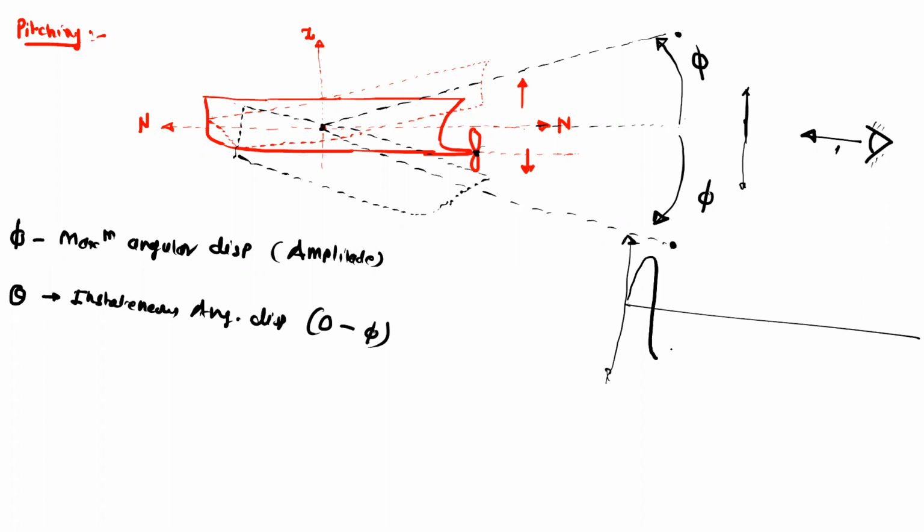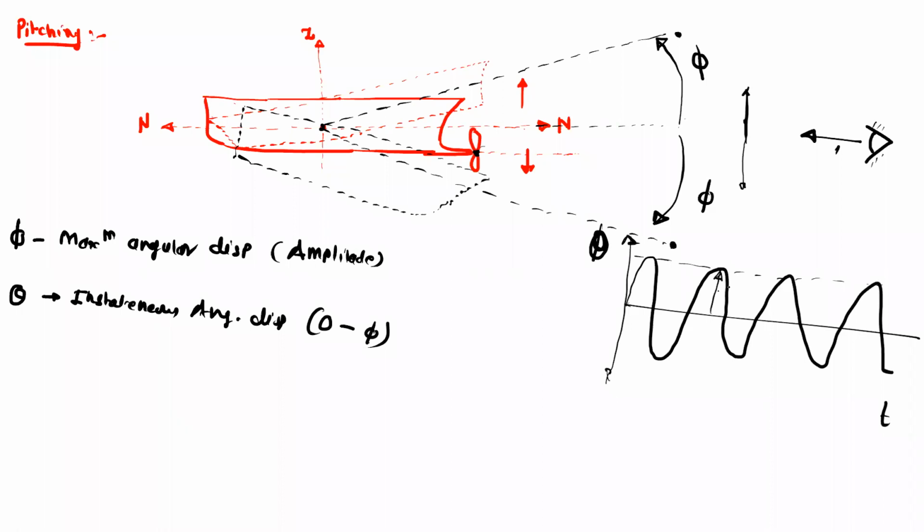So this cyclic motion is nothing but the simple harmonic motion. If you plot this on the angle versus time, this is theta, the instantaneous angle, then the maximum value of the angular displacement is nothing but the phi value. That is called the amplitude. So for this simple harmonic motion, we can find out its angular velocity.